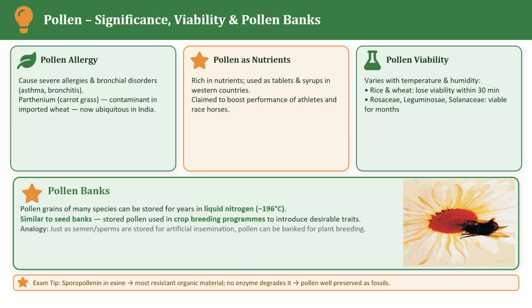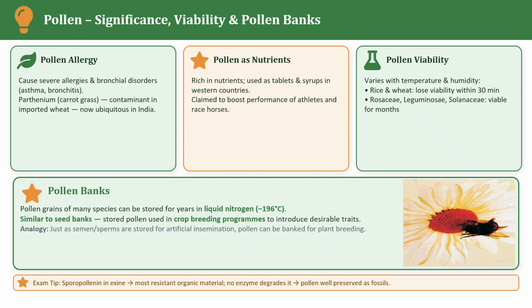You would have seen some food products, children. When you buy food products, you regularly see the manufacturing date and also the expiry date, right? The same thing happens here also. Viability is nothing but the manufacturing and its expiry. That interval in between, that one we call the viability period. So for rice and wheat, it is just 30 minutes. For Rosaceae, Leguminosae and Solanaceae families, they remain viable for months. Examples are apple, pear, peach.